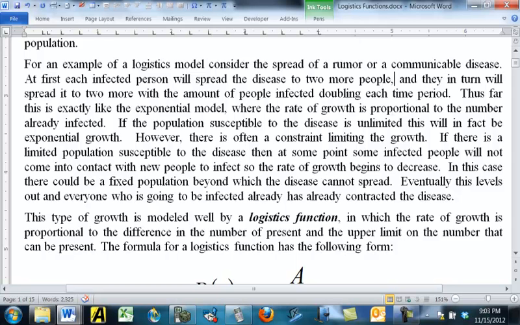But if the population that's susceptible to the disease is actually unlimited, this will actually be your exponential growth. But sometimes there's a constraint limiting the growth. For example, if there's a limited population that's susceptible to the disease, like the people are contained in a certain city or a certain place, maybe they're on a cruise or something. There's a certain population there that it cannot grow beyond.